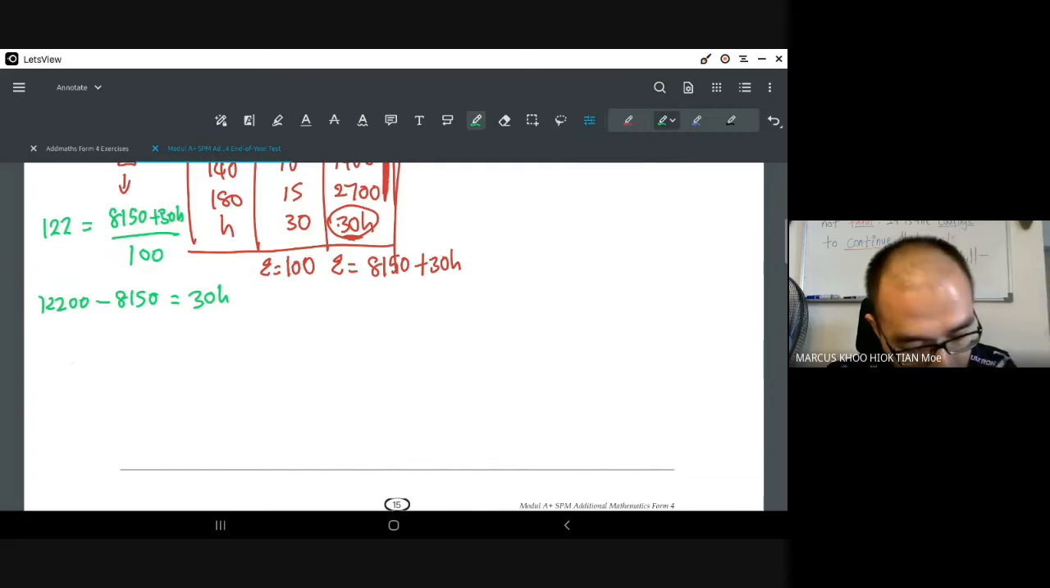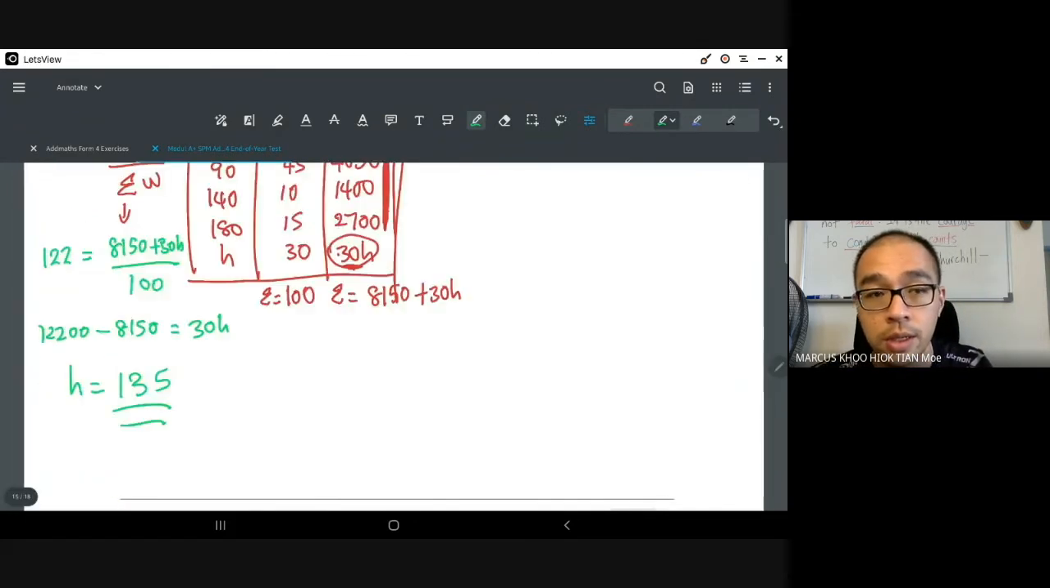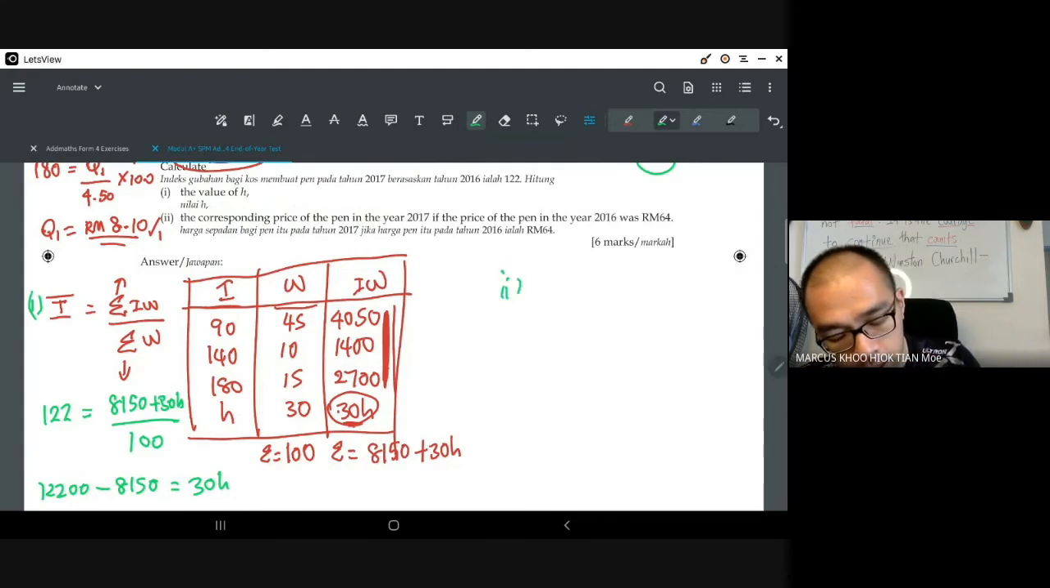You are going to get H equals 135. Okay, I'm going to stop here. H equals 135. So, yeah, figure this out. Okay, then question number 2 is the corresponding price in 2017 if 2016 is 64.